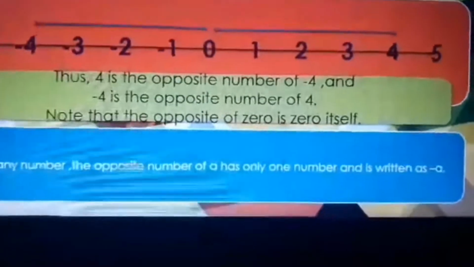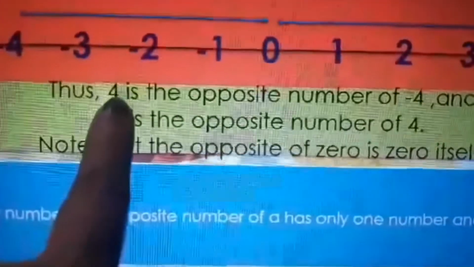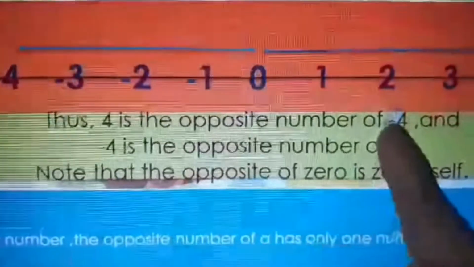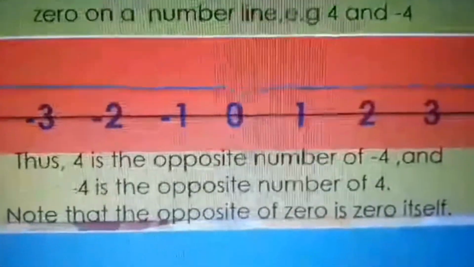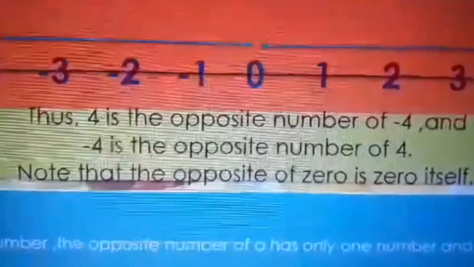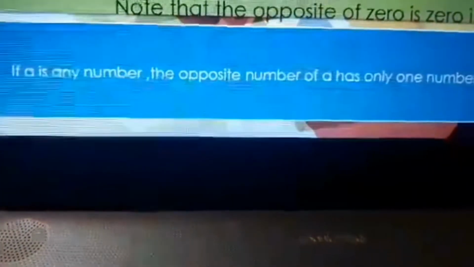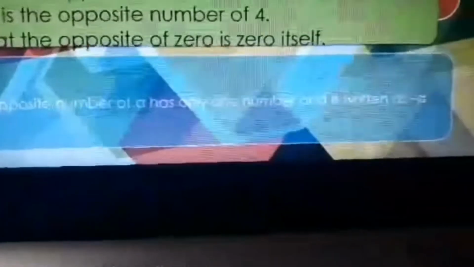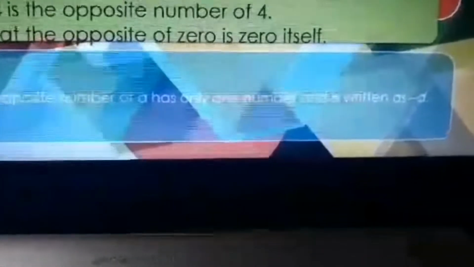And next, thus, 4 is the opposite number of negative 4, and negative 4 is the opposite number of 4. Note that the opposite number of 0 is 0 itself. If A is any number, the opposite number of A has only one number, and it is written as negative A.